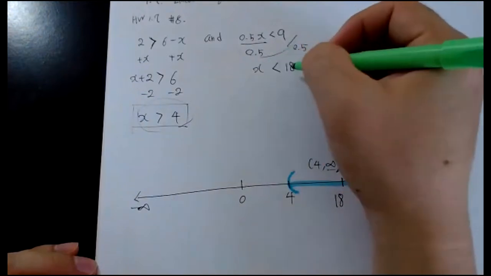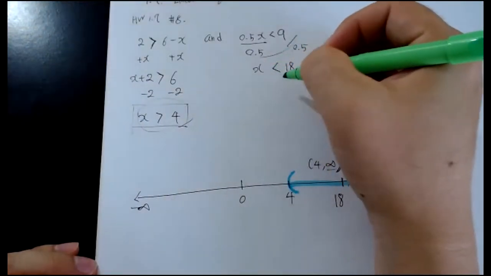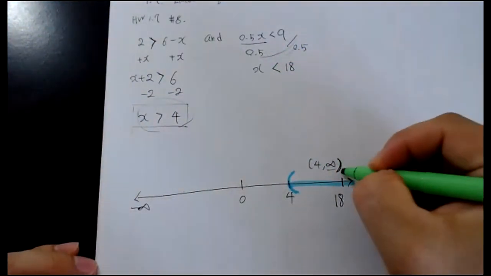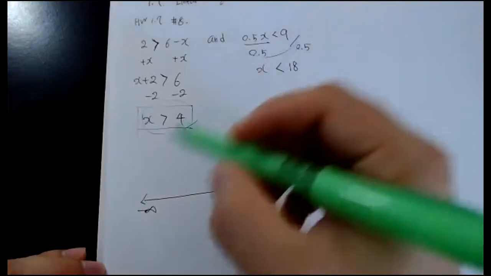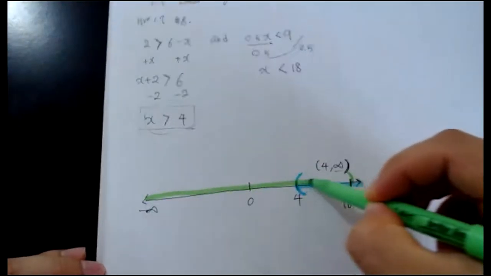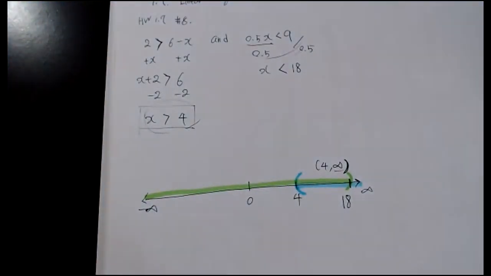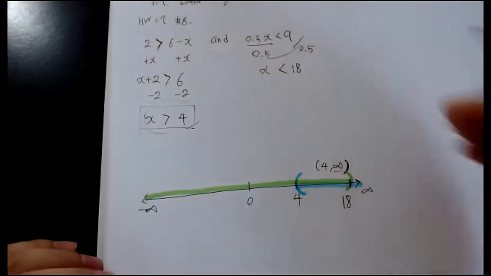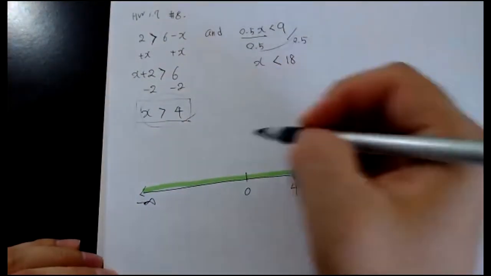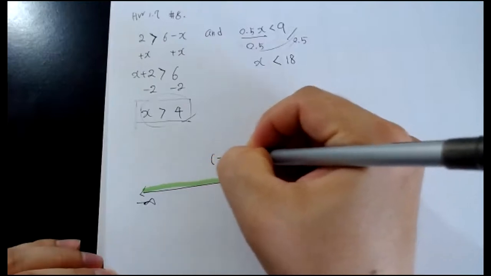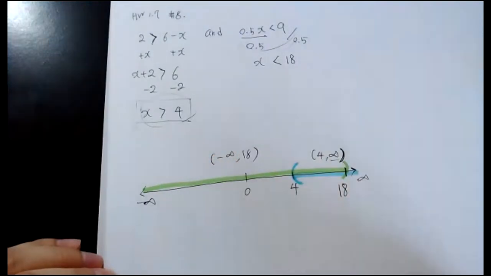So x is less than 18, so there is no equal sign in the inequality. So we have to use an open interval, and the less than, right? All the numbers less than 18 must be solutions of that inequality, right? Okay. So x is less than 18, so negative infinity to 18.